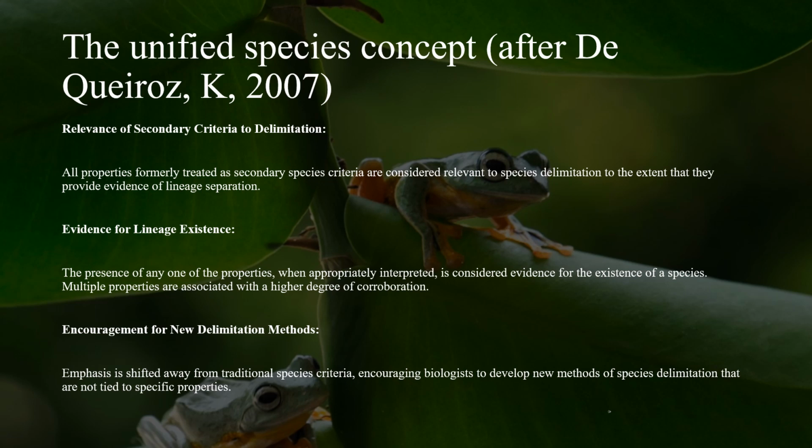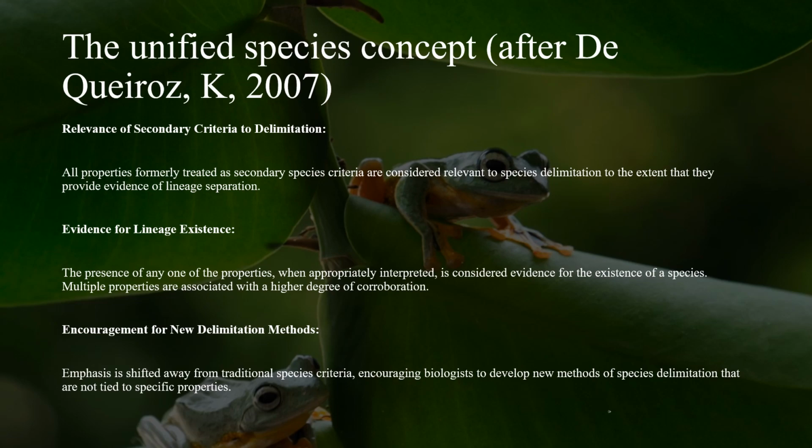Evidence for lineage existence. The presence of any one of the properties, when appropriately interpreted, is considered evidence for the existence of a species. Multiple properties are associated with a higher degree of corroboration. Encouragement for new delimitation methods. Emphasis is shifted away from traditional species criteria, encouraging biologists to develop new methods of species delimitation that are not tied to specific properties.